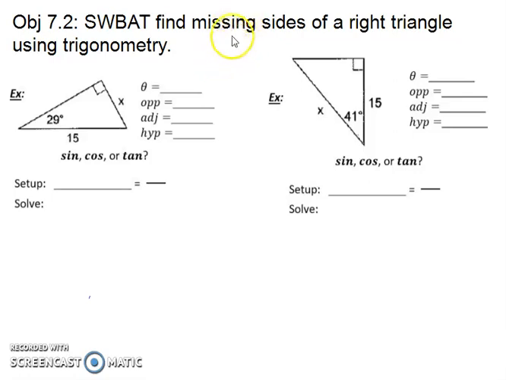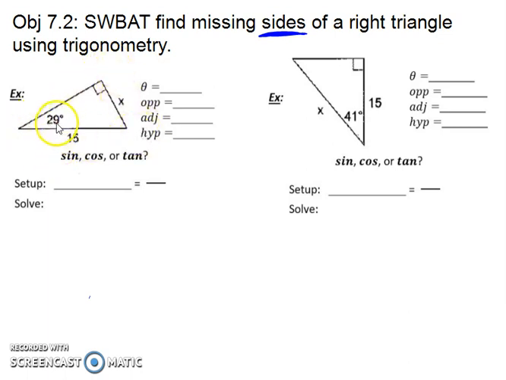Hello, our objective today is that you will find missing sides of a right triangle using trigonometry. The next objective is that you're going to find missing angles of a right triangle. So you're going to notice that these problems look the same to begin with. So first example, we've got a right triangle here.